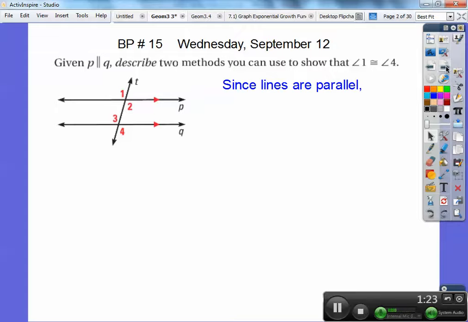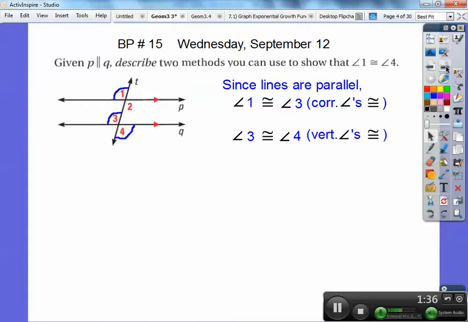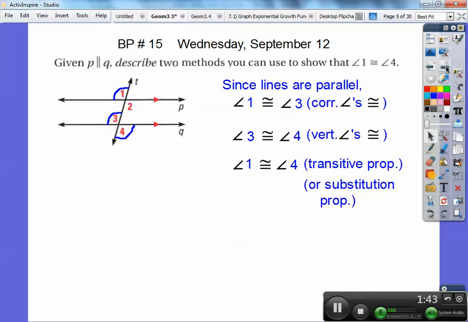And there's even another way. I was just thinking of it right before I started this video. Since the lines are parallel, angles 1 and 3 are congruent because they are corresponding angles. Now this is just one way; there's another way to do this if you want. Then you can say angle 3 and angle 4 are congruent because they are vertical angles, and vertical angles are congruent. Then you can say 1 is congruent to 4 because we have 1 congruent to 3, and 3 congruent to 4. It follows this Z pattern, and that is called the transitive property.